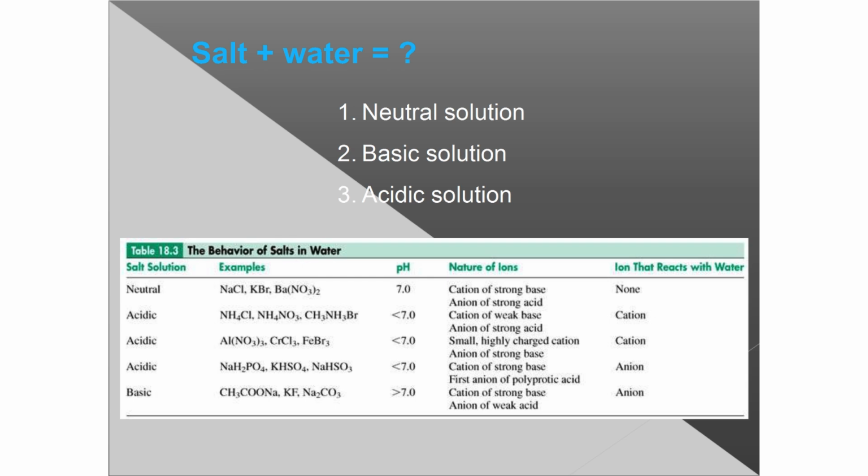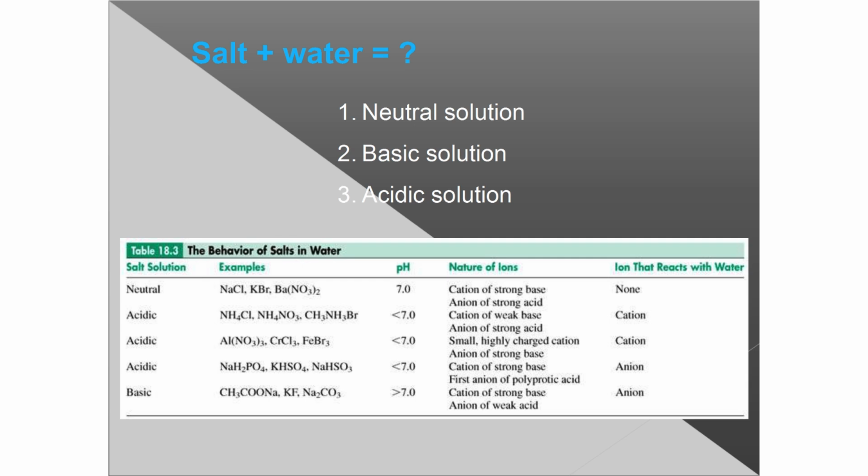Moving forward, we'll see a helpful table that breaks down the behavior of different salts in water. For a neutral salt solution, examples include sodium chloride, potassium bromide, and barium nitrate. These have a pH of 7.0. The nature of their ions involves a cation from a strong base, and no ion reacts with water.